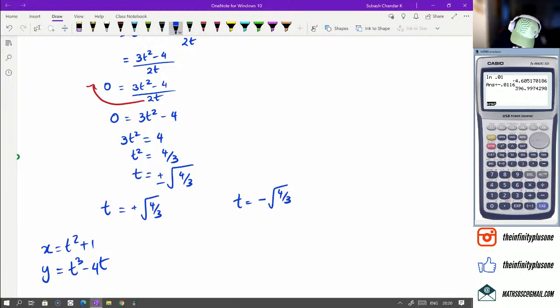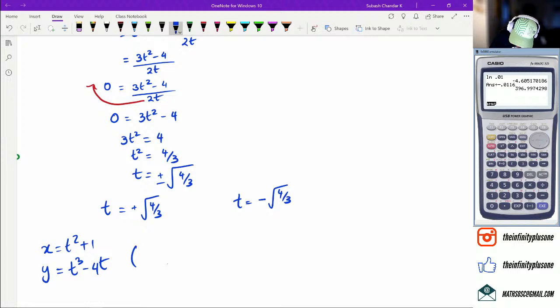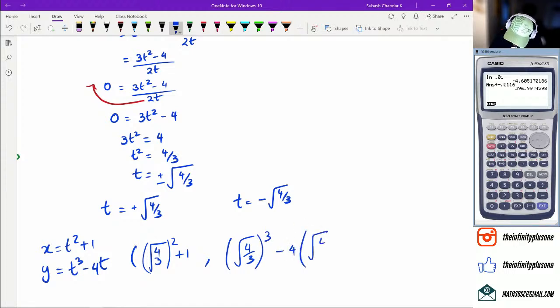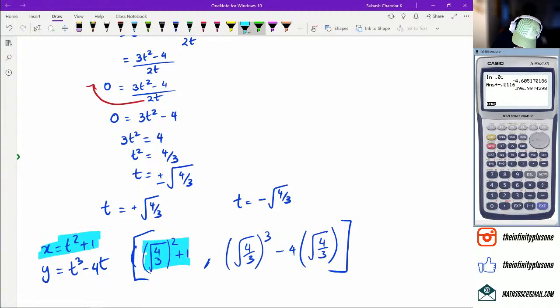So our first point, our x value is going to be (4/3) squared plus 1, comma, the y value is (4/3) to the power of 3 minus 4 times (4/3). So that's the first coordinate, where this is the x value, and this is the y value.